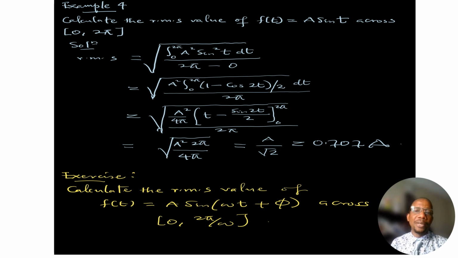Breaking this down with trigonometry, if you remember your trigonometric functions, gives us 1 over cos 2t over 2. When you now integrate this, we have sine 2t over 2. Slotting in your limits, 0 and 2 pi, gives us 0.707 amperes for the RMS value.